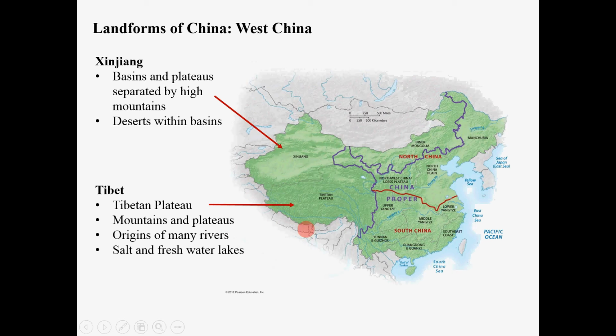And here in the southwest, you have Tibet, and the major feature here is Tibetan Plateau, the world's highest plateau. On the surface of the Tibetan Plateau are the mountain ranges and the plateaus. And this is origin place of many important rivers in South Asia, in Southeast Asia, and East Asia. Also on the surface of the plateau, there are many salty and freshwater lakes.